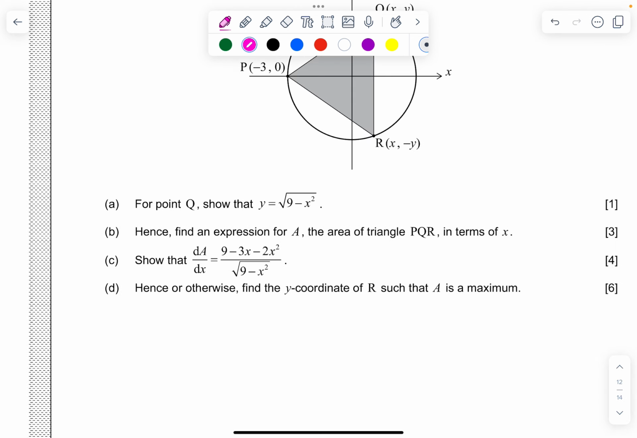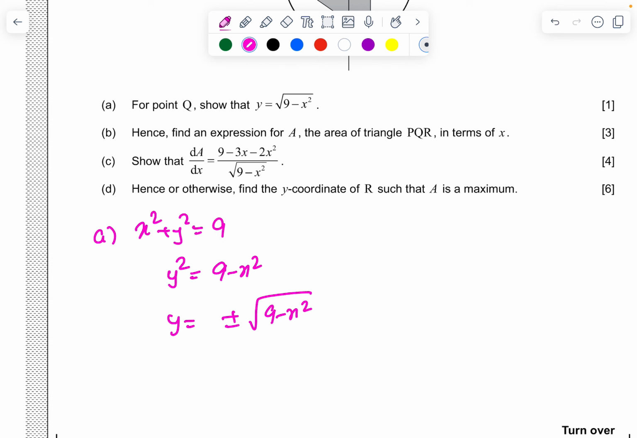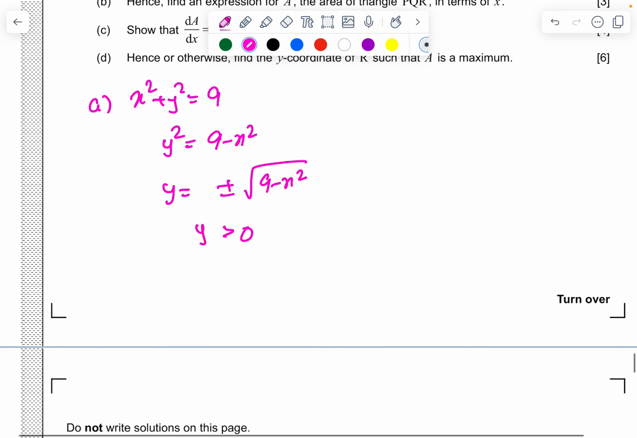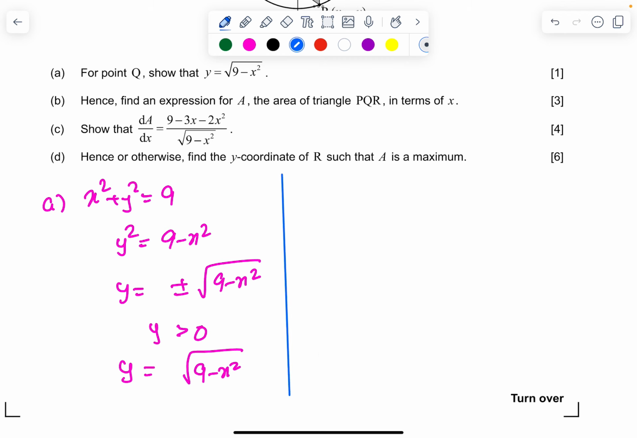So we know that x square plus y square equals 9. So y square equals 9 minus x square, y equals plus or minus square root of 9 minus x square. But since y is positive, I take y equals only plus square root of 9 minus x square. So that condition has to be written over there. Now coming to part B. Hence find the expression of A, the area of the triangle. We are going to find the area of the triangle.